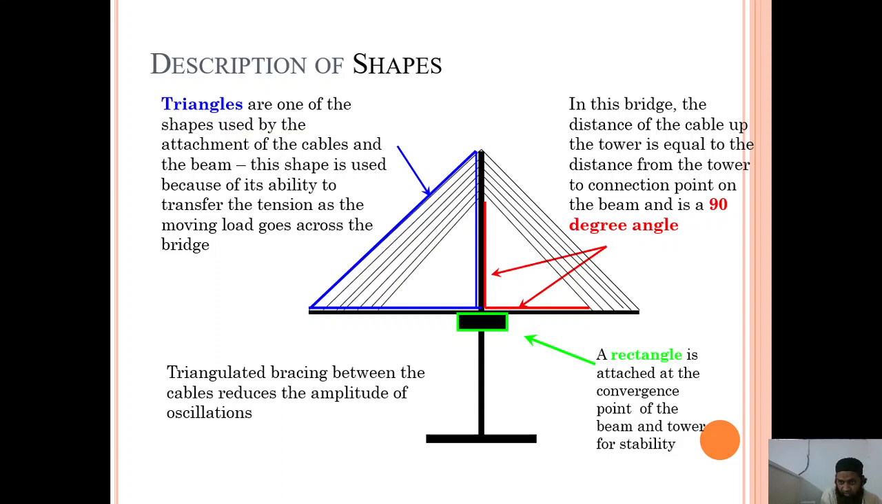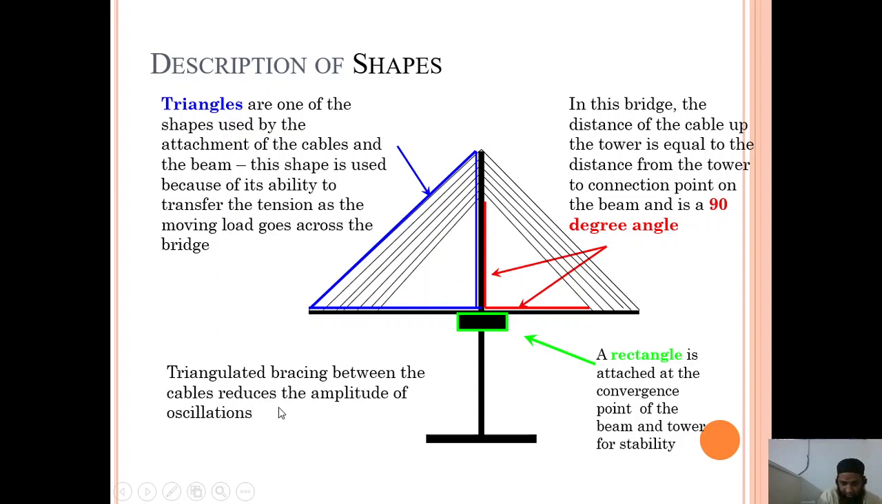In this bridge, you can see the distance of the cable up the tower is equal to the distance from the tower to the connection point. So this distance is equal. You can just see this red line marked here. This distance and this distance is equal to the connection point on the beam and is 90-degree angle. Here the cables have been erected here. So this is how the load and tension can be distributed.